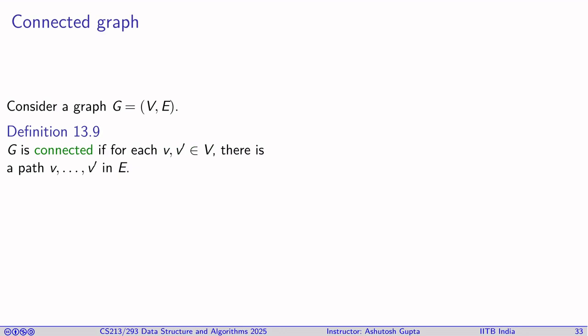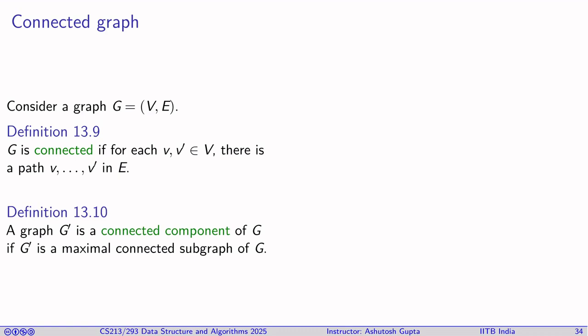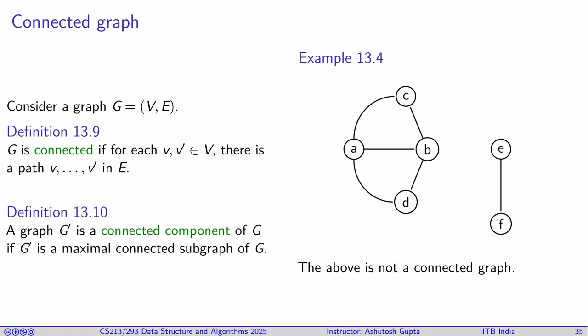Now let us define one more concept, which is called a connected graph. In a connected graph, every node is reachable from every other node. The idea is that from v to every other node v prime, there is a path. Connected components are the parts of the graph which are connected internally, but not connected with each other. So you take every maximally connected subgraph of G and take their set. This is called the connected components. Take this example of a graph which is not connected and it has two connected components.